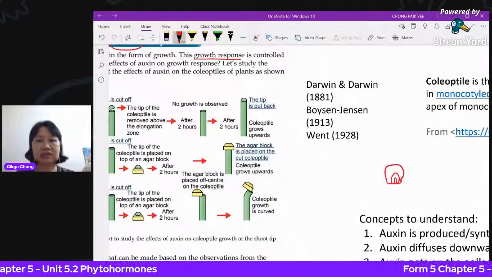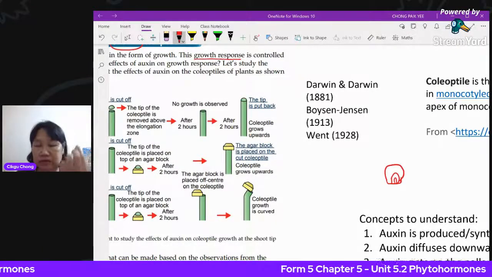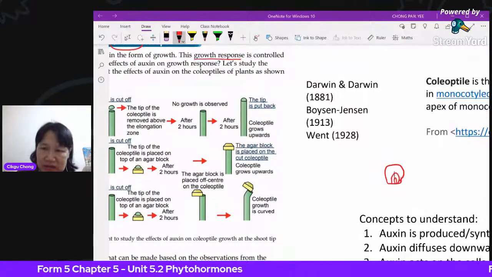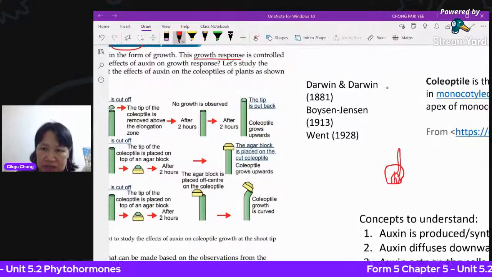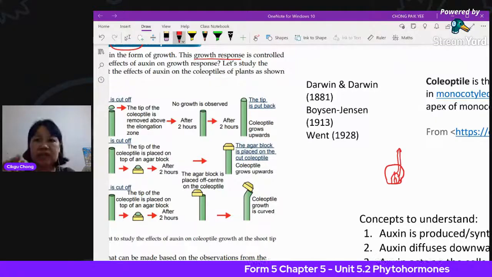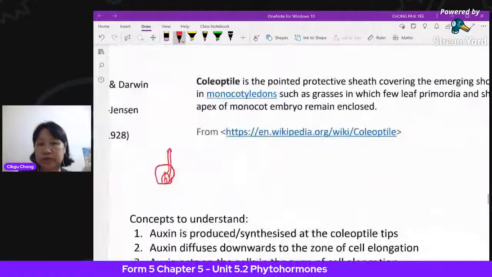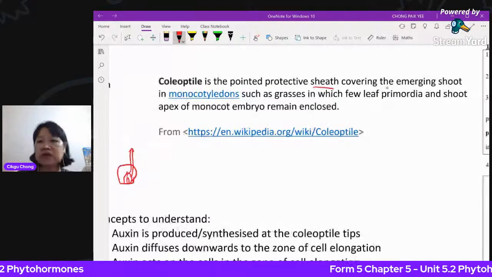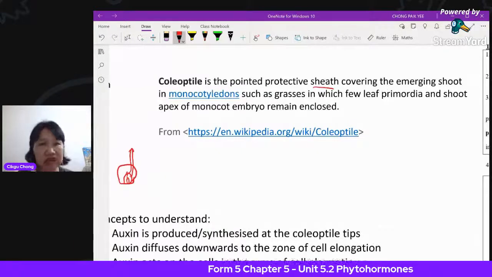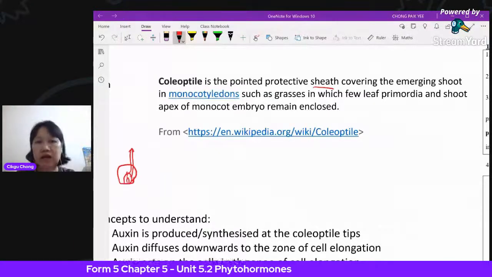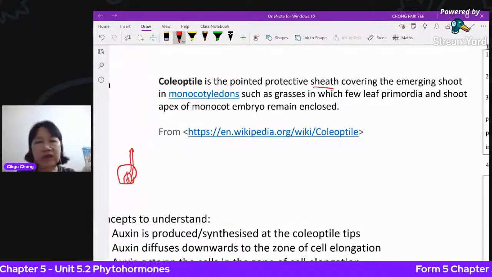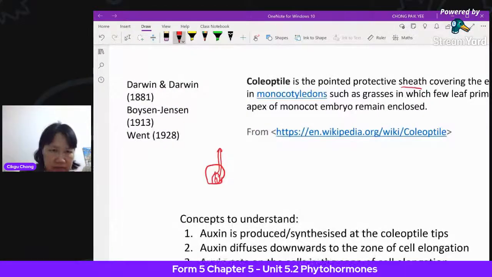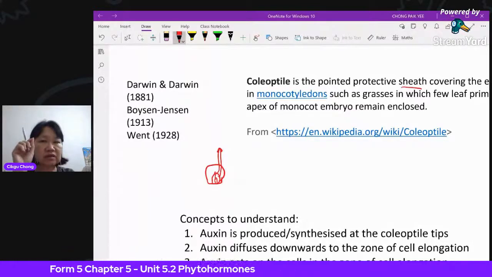this is the seed from the corn, right? Once it germinates, it's going to come out. At the tip here, there is going to be a protective covering. That is called the coleoptile. So the coleoptile is the pointed protective sheath. A sheath is like a cover, covering the emerging shoot in monocotyledons such as grass or corn. Corn is also a monocotyledon, okay? Or in which a few leaf primordia and the shoot apex of the monocot embryo remain enclosed. Okay, doesn't matter. So what it means is this coleoptile is the tip of that little baby shoot that comes out.